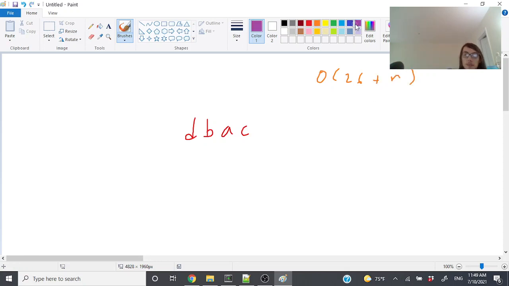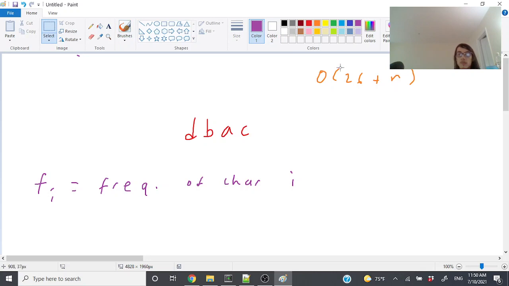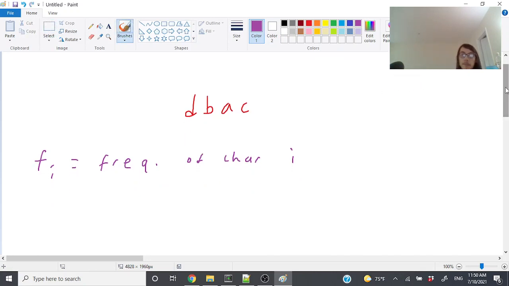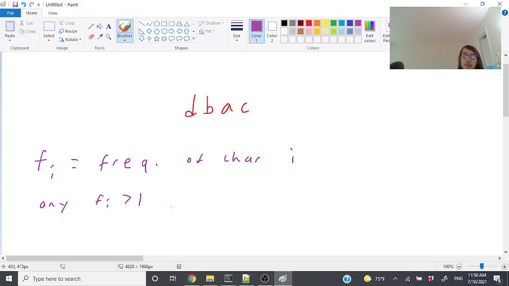So first things first. Let f_i be the frequency of character i, like how many times it shows up in the string. Okay, so if any f_i is greater than 1, like if we have any character more than once, then the answer is immediately no.